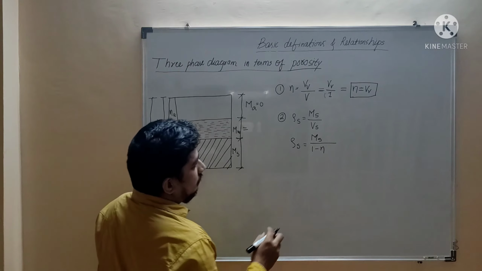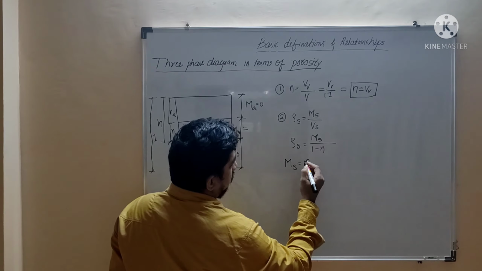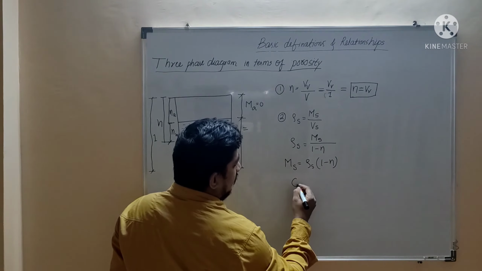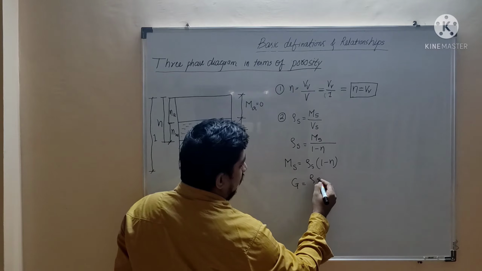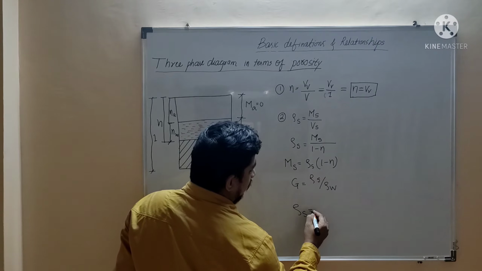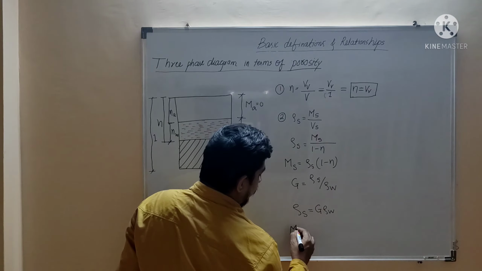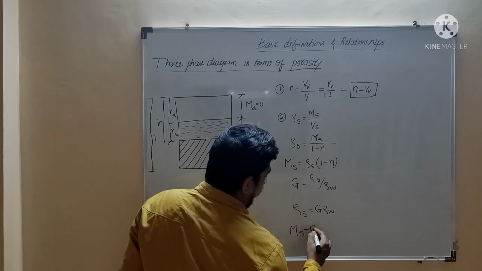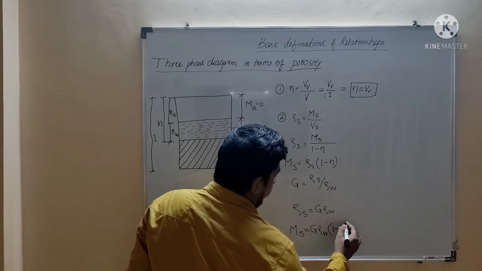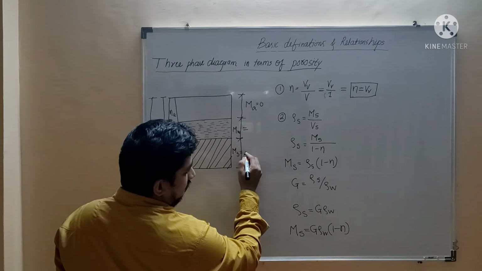If we want to find out ms, it can be simply written as rho s into 1 minus n. As we know that G is equal to rho s by rho w, so rho s is equal to G multiplied by rho w. So ms is equal to G multiplied by rho w into 1 minus n. That is nothing but the mass of solid, and it can be written here.